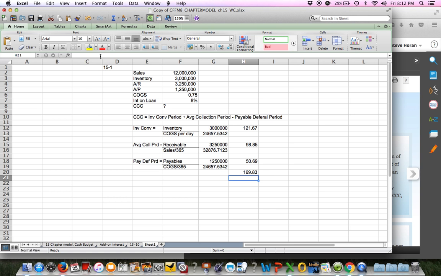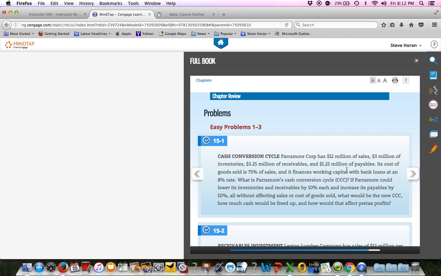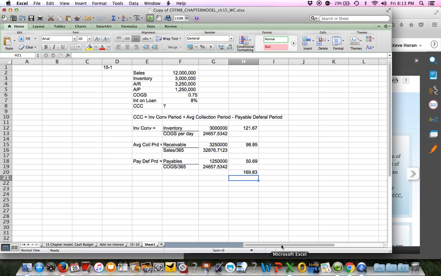So the second part of the question says down here, if they could lower inventory and receivables each by 10%, increase payables by 10%, all without affecting sales or cost of goods sold, what would the new CCC be? So let's go ahead and take a look at that.